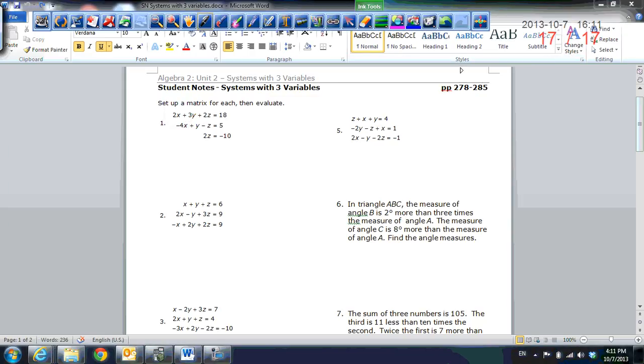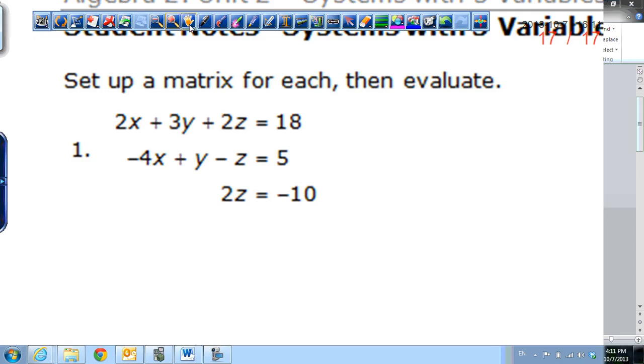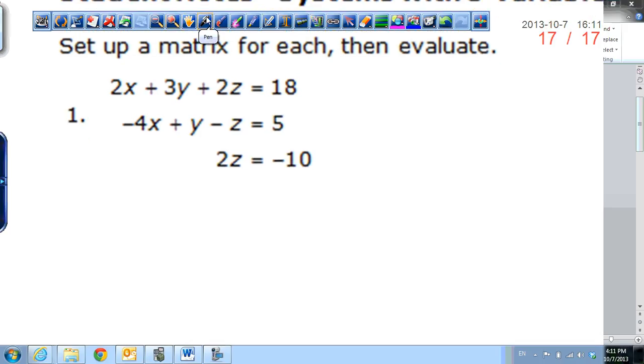Today is a real quick lesson as far as systems goes. Now we're just doing matrices with three variables. We did one of those last week, and it's pretty much the same thing. We'll talk about a couple of word problems and all that stuff. The one thing I want to be sure that we remember is that everything has to be lined up.